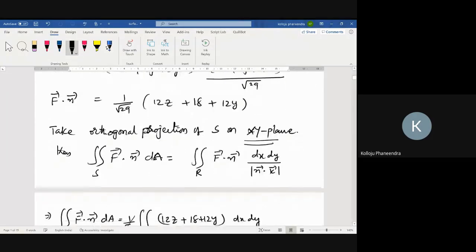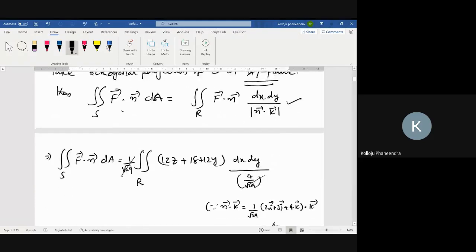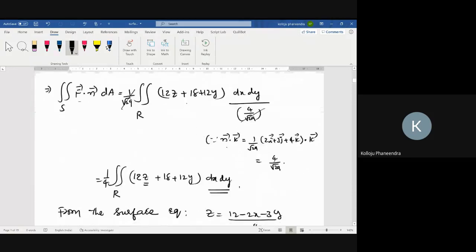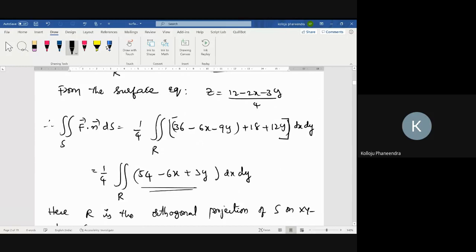So what is the formula? The surface integral reduces to this one. Then let us substitute everything, f bar dot n bar and dx dy. N bar dot k bar is 4 by 29, and after simplification I'm getting this. And since integration is with respect to x and y, I have to eliminate z. Always remember, in the integrand, means inside the integration, eliminate z value from the surface equation. So from the surface equation, the z is this value. Substituting this and simplifying, I'm getting integrand completely in terms of x and y.